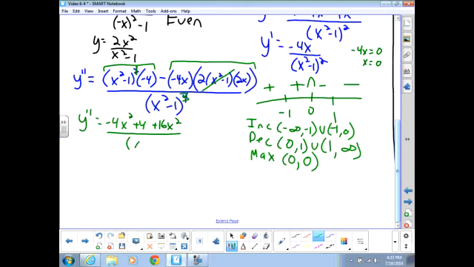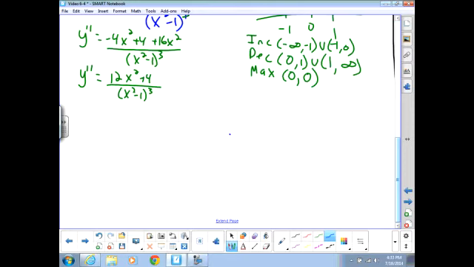And we'll be all over x squared minus 1 cubed. And to finish neatening it up, we'll have 12x squared plus 4 all over x squared minus 1 cubed. When we go on our number line now, keep in mind 1 and negative 1 are still making the denominator 0, so those will need to go on.